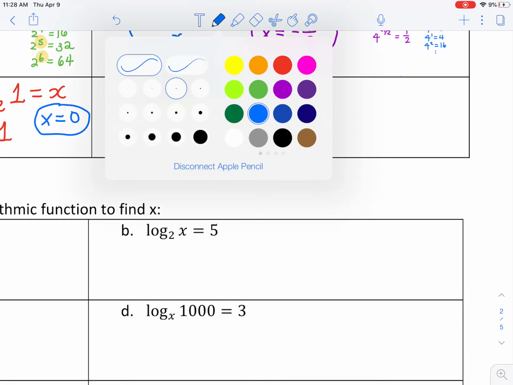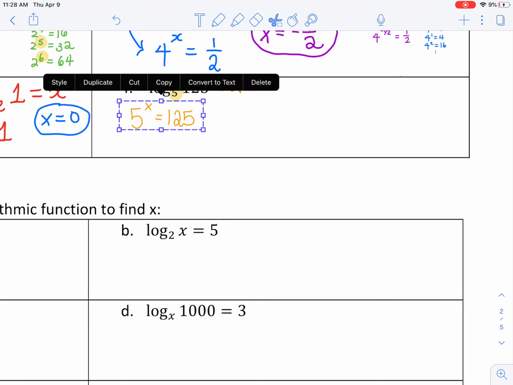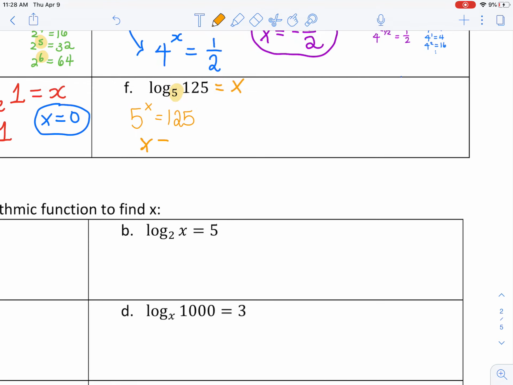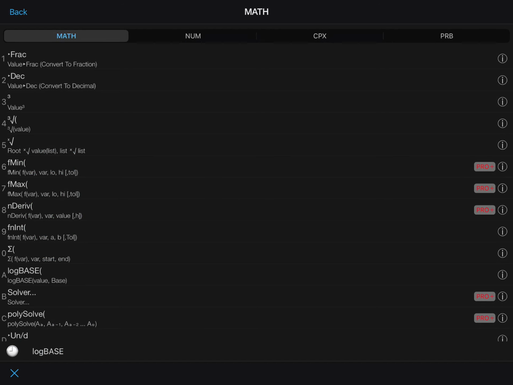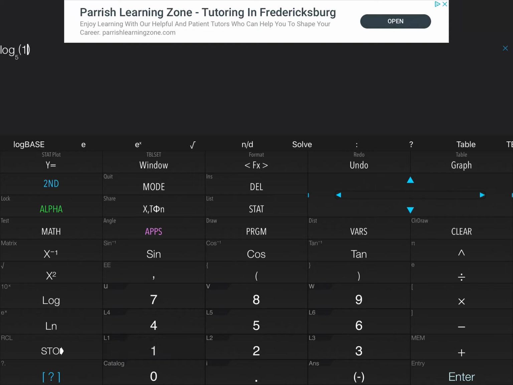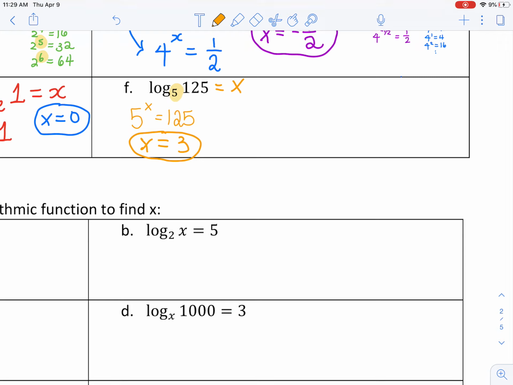Log base 5 of 125. Let's rewrite this. 5 to the, I'll call the other side x, equals 125. Now, you can skip all this part if you just want to go straight to your calculator. You can type in log base 5 of 125, and it's going to tell you that x equals 3, because 5 to the third power is 125. Let's check it. Log base 5 of 125 equals 3. And you can also check 5 to the third power equals 125. So they're equivalent expressions. So the answer is simply 3.